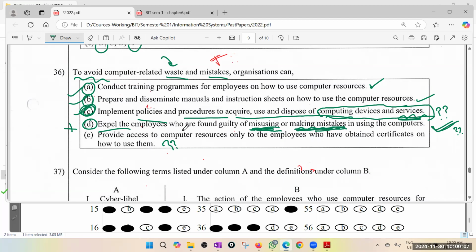Expel means to remove them. For misusing, it is fine to expel, but expelling for making mistakes is a bit harsh. Right? Harsh. So I think the examiner's answer is reasonably good.